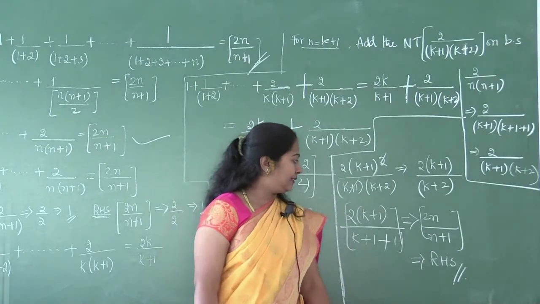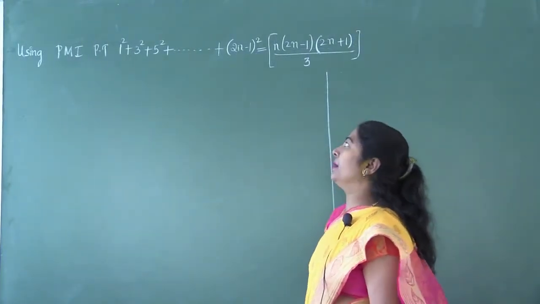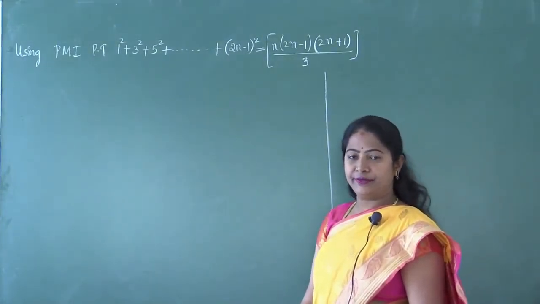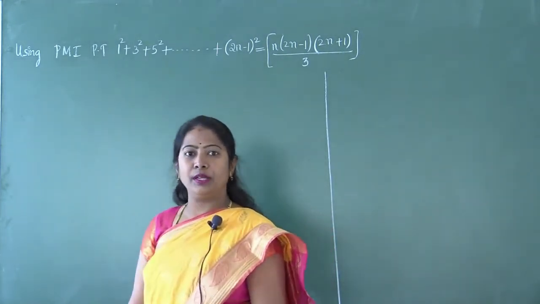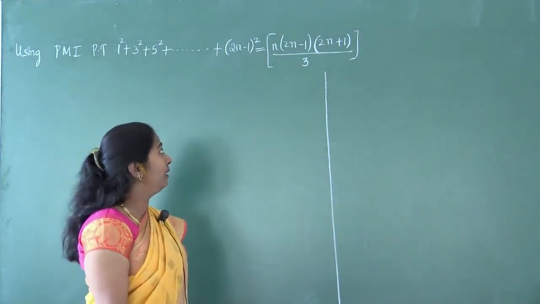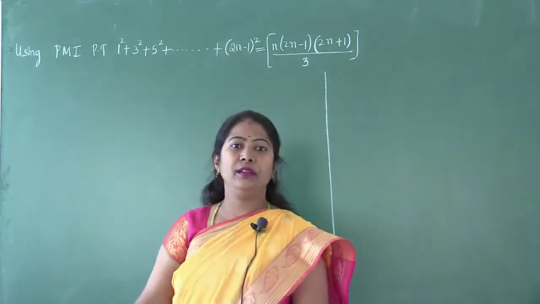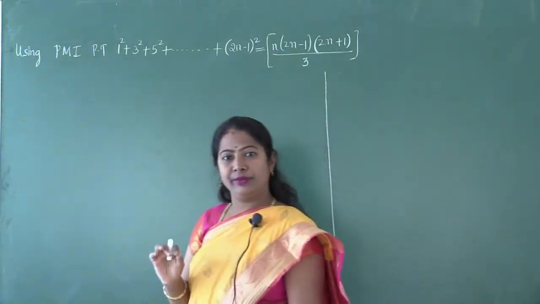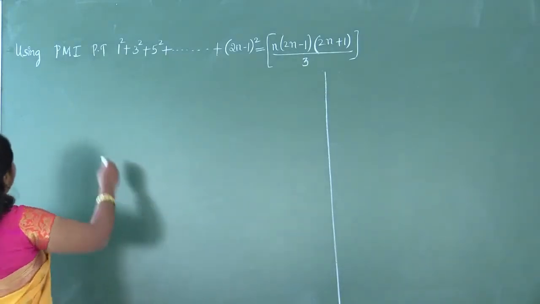Conclusion ends here. Moving on to the next problem, we have, using PMI, prove that 1 square plus 3 square plus 5 square plus etc plus 2n minus 1 whole square is equal to n into 2n minus 1 into 2n plus 1 whole thing divided by 3. First step, as usual, we shall denote the given statement as P of n. So what is P of n here?